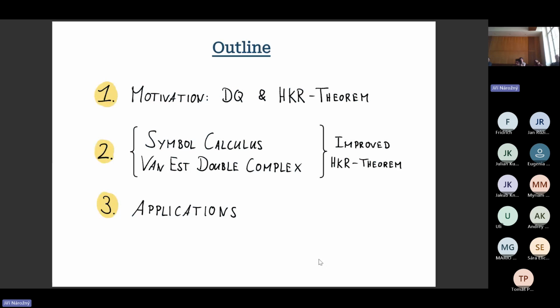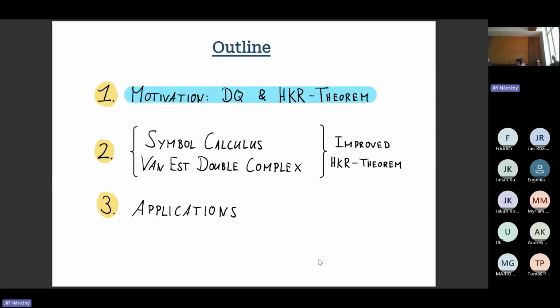The second part is the main part of my talk. Here I want to prove and show you the techniques we use to prove an improved version of the HKR theorem. We use two tools, and I will tell you more about that later on, but it's a simple calculus and affine stuff. And then, depending on time, in the end, I want to show you some first applications of these new results and how this can be used in the future.